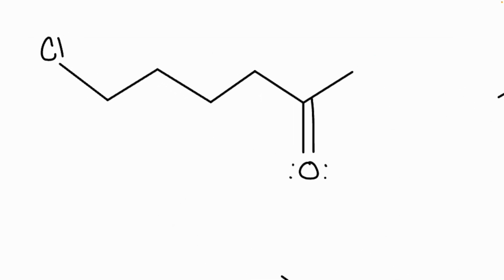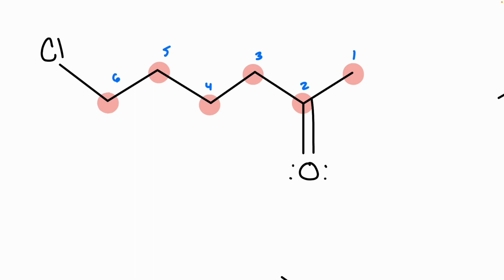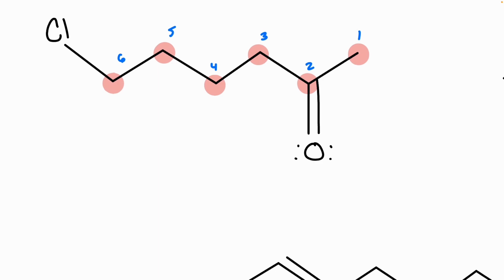All right, so we're going to find our parent chain. 1, 2, 3, 4, 5, 6 carbons here. We're going to number our parent chain, and we're going to number it in such a way where the only thing we're paying attention to is making sure that that carbonyl group gets the lowest possible number. I don't care about the chlorine. So I'm going to number this direction here. 1, 2, 3, 4, 5, 6. I'm going to assemble my name. My chloro group is on carbon 6, so 6-chloro, and then 2-hexanone.